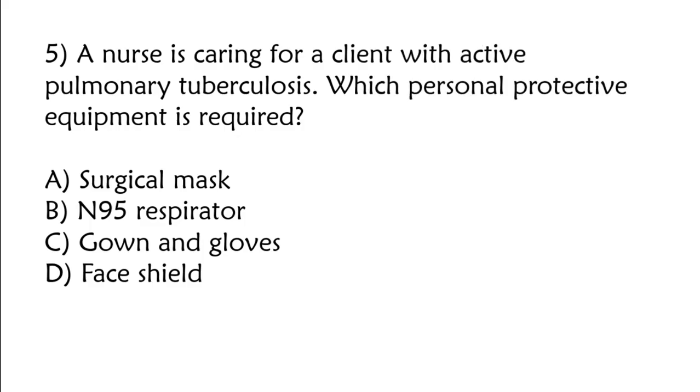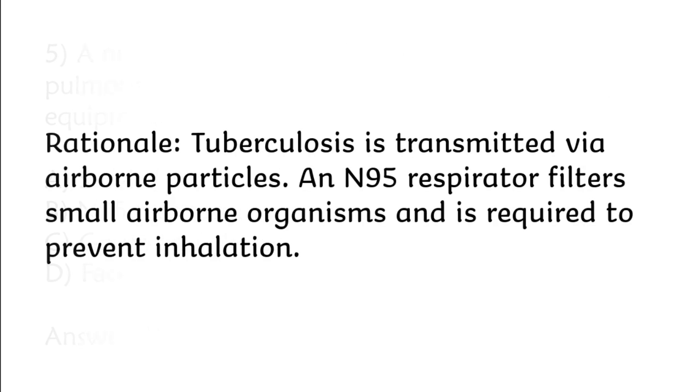A nurse is caring for a client with active pulmonary tuberculosis. Which personal protective equipment is required? Correct answer is B. N95 respirator. Rationale: tuberculosis is transmitted via airborne particles. An N95 respirator filters small airborne organisms and is required to prevent inhalation.